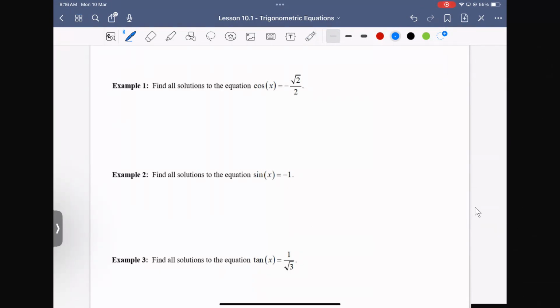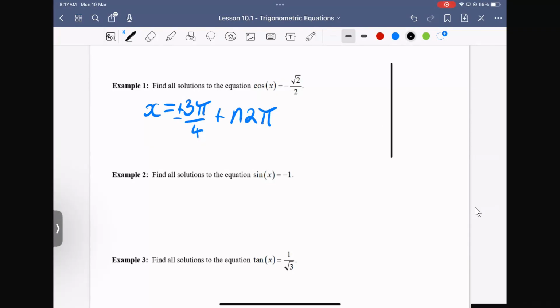All right, so let's solve each one. What's the principal angle for arc cosine of minus root 2 over 2? This one should be 3 pi over 4, that's right. So this is going to give us x equal to 3 pi over 4 plus and minus plus n2 pi. Why is it plus and minus?